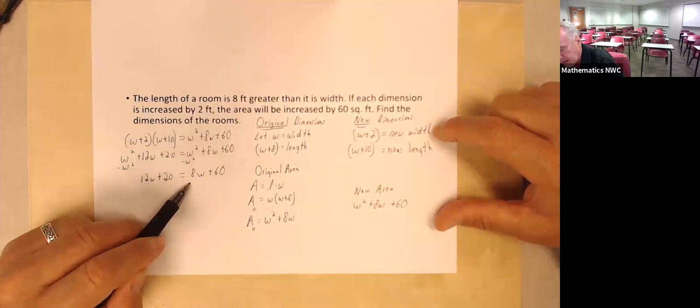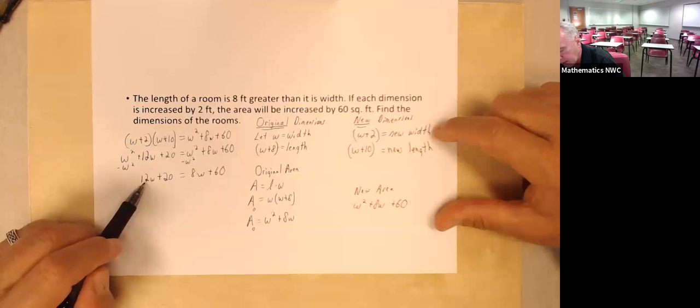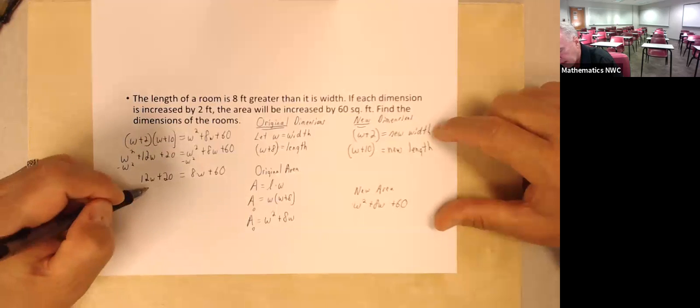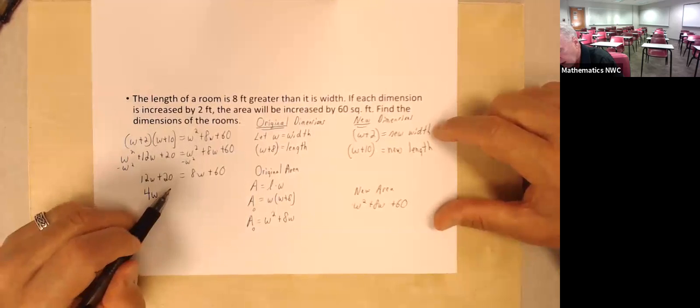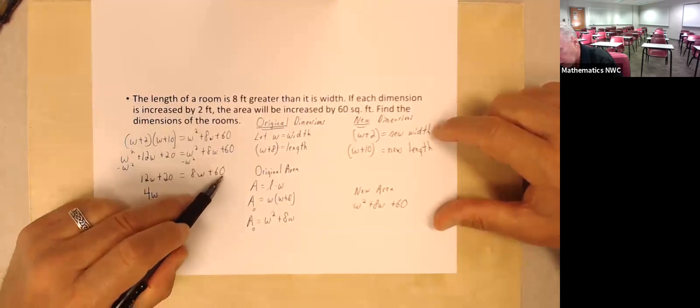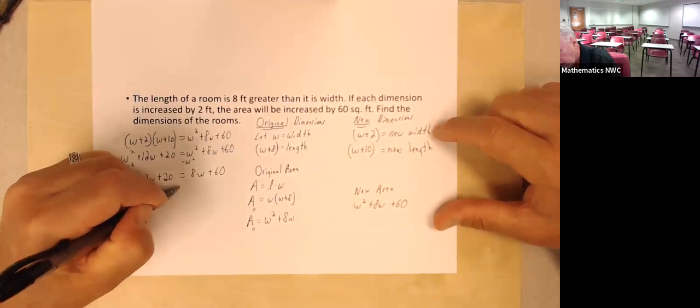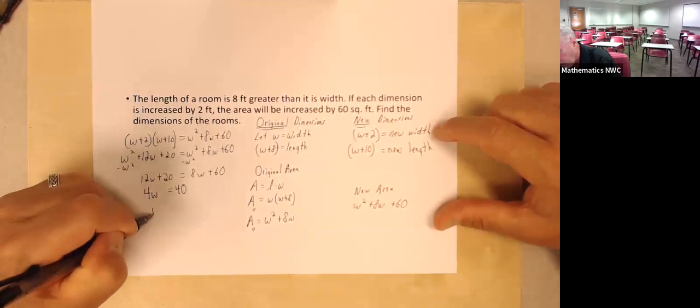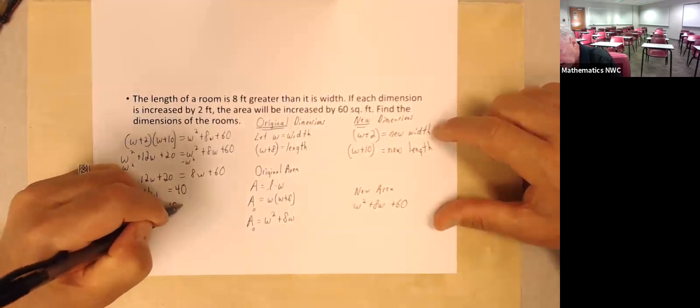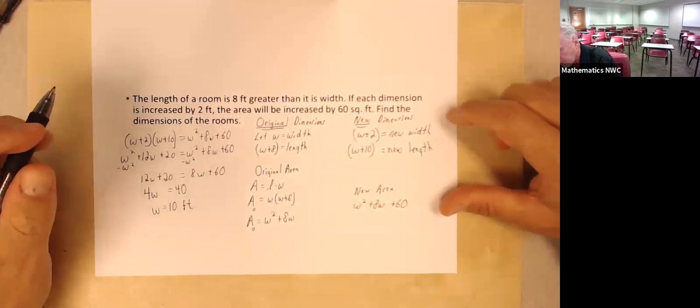I'm going to take this 8W and bring it over, and it becomes a negative. So 12 minus 8 leaves 4W. I'm going to take the 20 and bring it over to this side, so it'll be a negative 20, plus 60 is 40. Dividing by 4, I get W equals 10 feet in this case.